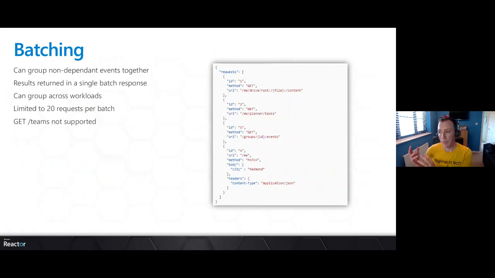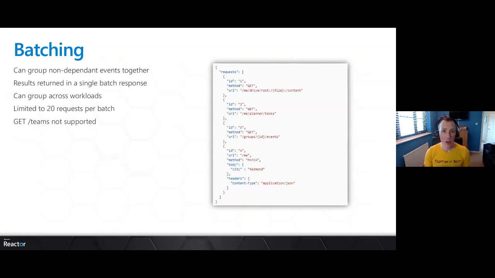I don't know if you know this, but I'm going to mention it anyway. Batching is a really useful way of making multiple Graph calls in one go. It can really help reduce load on your service and also on Graph as well. They can be completely non-dependent. Well, they have to be non-dependent, but they can be across lots of different services.